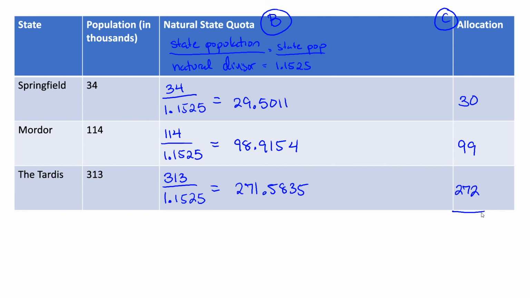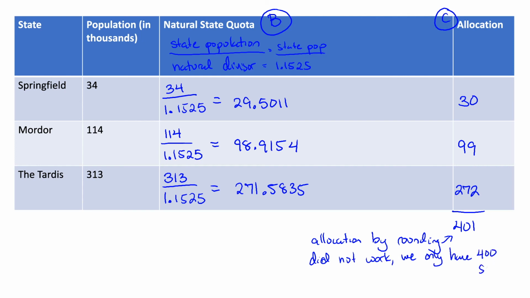But now let's see if this adds up to 400. If we add all of these up, we get 401, so this didn't work. We only have 400 seats to allocate, and we ended up allocating 401. What we're going to be looking at in the next couple of sections is different rules, different methods of allocating seats like this to prevent things like this from happening.